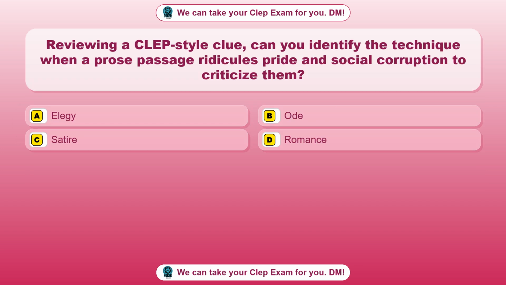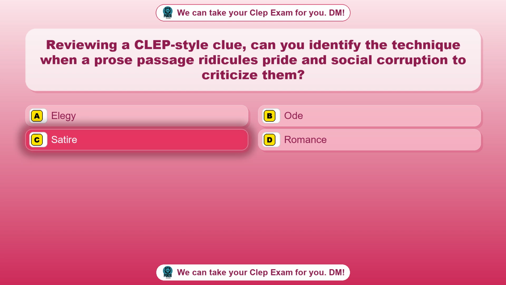Question 61. Reviewing a CLEP-style clue, can you identify the technique when a prose passage ridicules pride and social corruption to criticize them? Option A. Elegy. Option B. Ode. Option C. Satire. Option D. Romance. The correct answer is option C, satire.